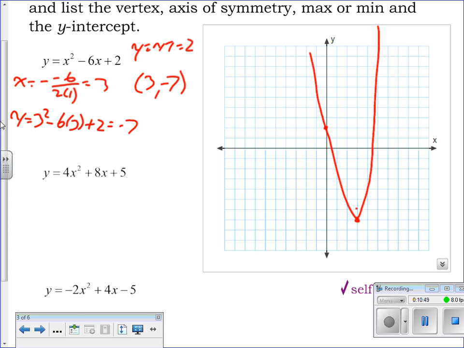Okay. Standard form, the C by itself is your y-intercept. Makes it easy. What's my axis of symmetry? AOS is x equals 3. So do I have a max or a min? I have a minimum at y equals negative 7. Okay.